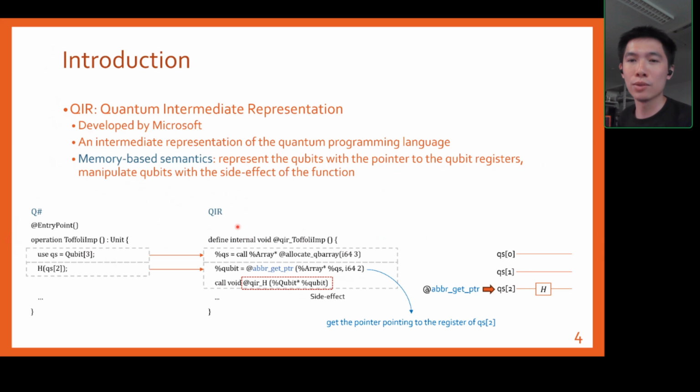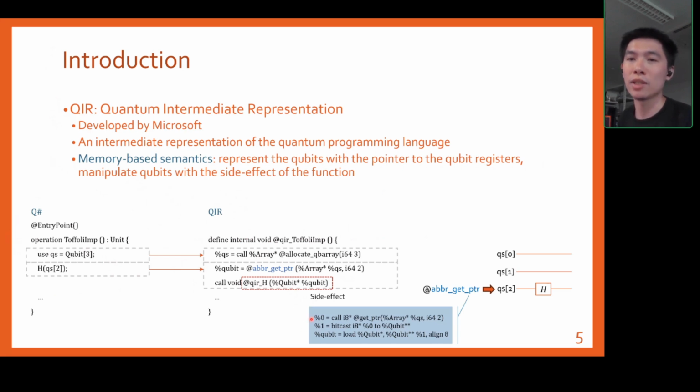Then we can see how these 2 functions convert to the QIR code. Similarly, it allocates a 3-qubit qubit array, but before performing the H-gate on the qubits, it first needs to get a pointer pointing to the qubit register. Then the H-gate is observed by the side effects of the QIR H function. In our presentation, we use the prefix ABBR to indicate that the instruction is represented by our simplified representation.